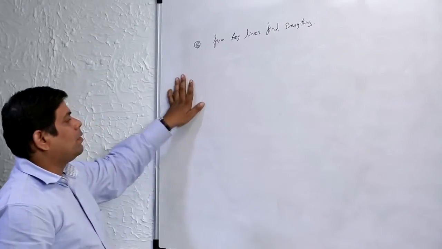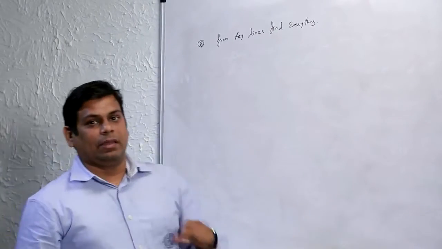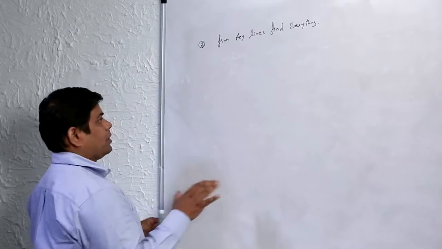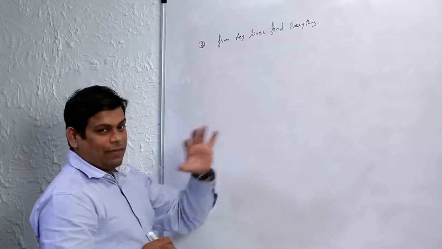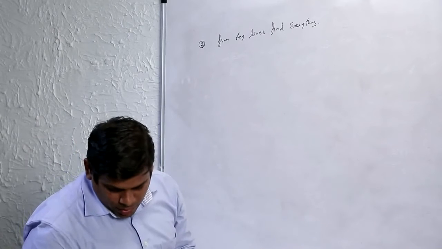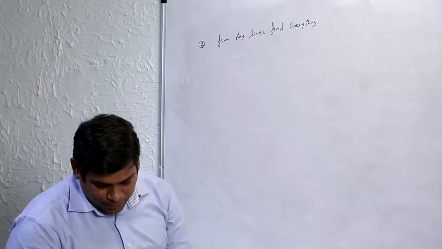So second type, from the regression line, find everything. That means you will be given two regression lines and they will ask you to find so many things. So let us see one example of this. So here is one example.